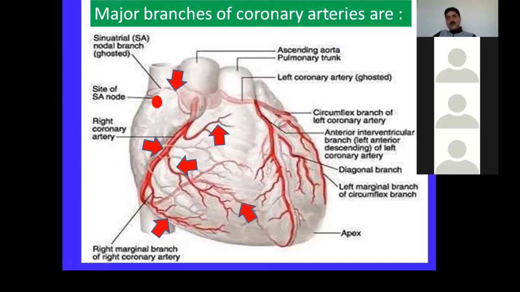Is it clear to you? Yes, sir. So the SA node is supplied either by the right or by the left coronary artery, mainly by the right coronary artery, whereas the AV node is always supplied by the branch from the right coronary artery.